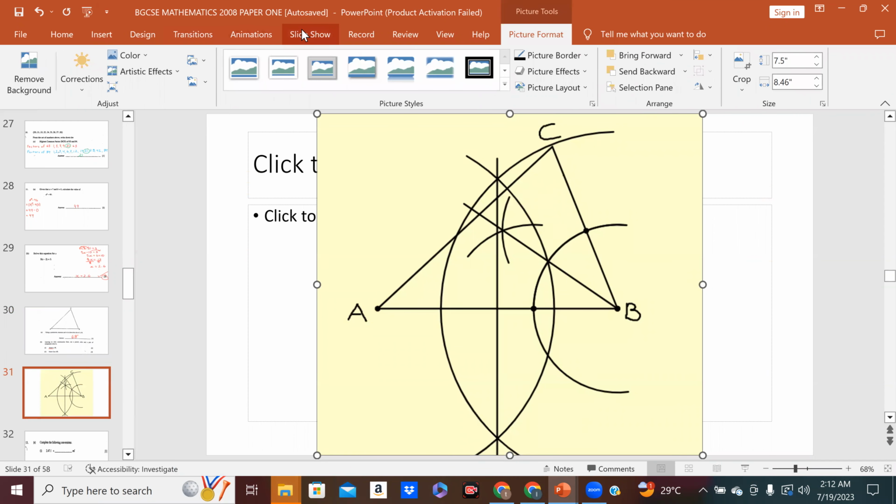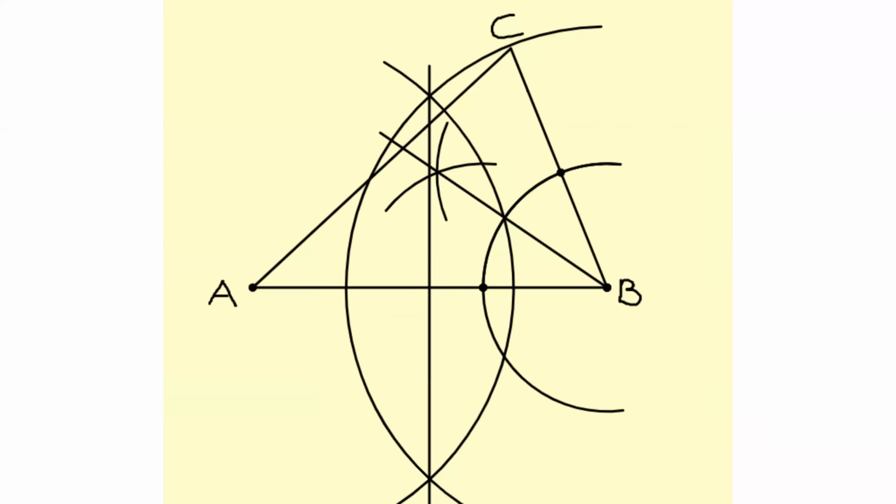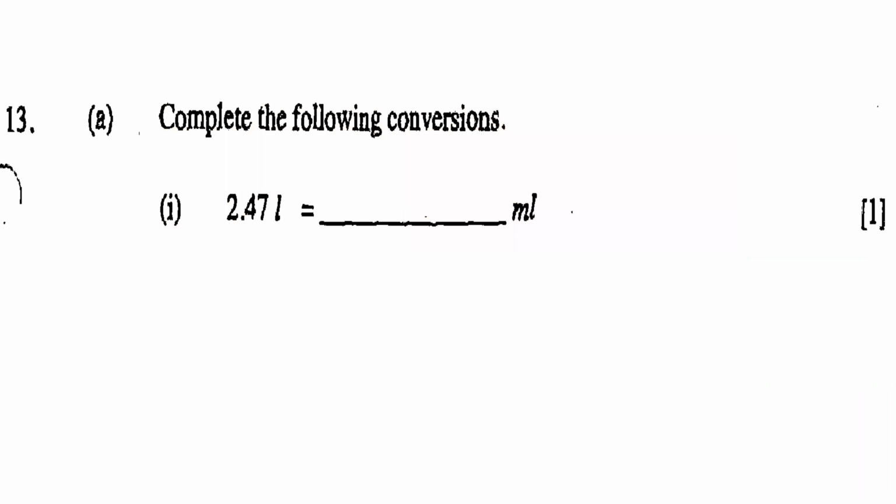Awesome. Now let's move on to question number 13. Question 13A says, complete the following conversions. We have 2.47 liters equals blank milliliters. The acronym that is helpful here is "knock him down." Since we have L, dealing with liters, we're going to say "knock him down, Larry." Okay, don't commit murder.